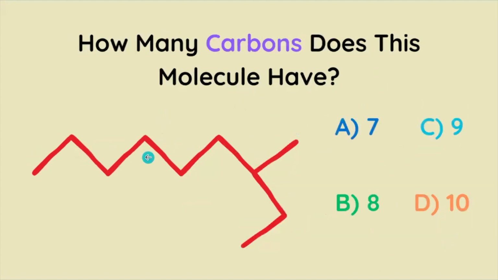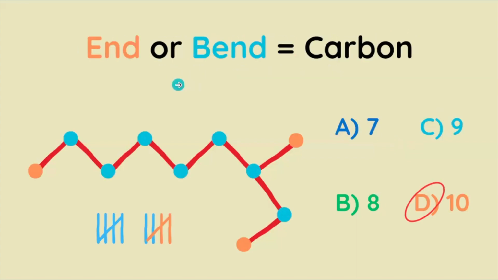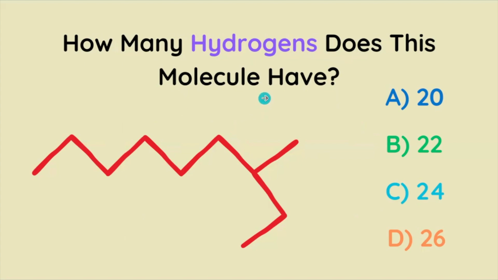How many carbons does this molecule have? Well, recognizing that carbons are simply all the ends and bends, we count them up for our molecule and we get that there are a total of 10 carbons. Likewise, what about the number of hydrogens?